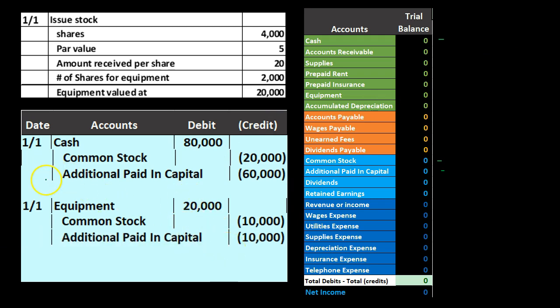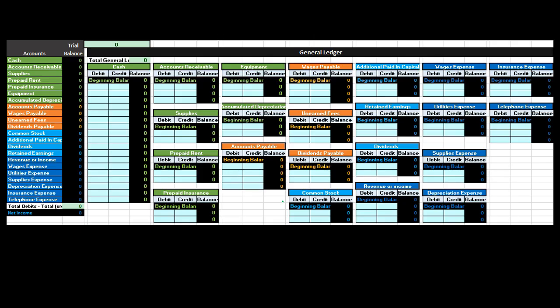So these two are similar. It's just that this one we got cash, this one we got equipment. Assets still going up. Here's the asset of equipment. It's going to be increasing. Then we're going to credit the common stock and the additional paid-in capital. So the assets are going up, common stock equity is going up. Let's see what will happen when we post these now. This is the process of journalizing the journal entry. Now we'll post them to the general ledger.